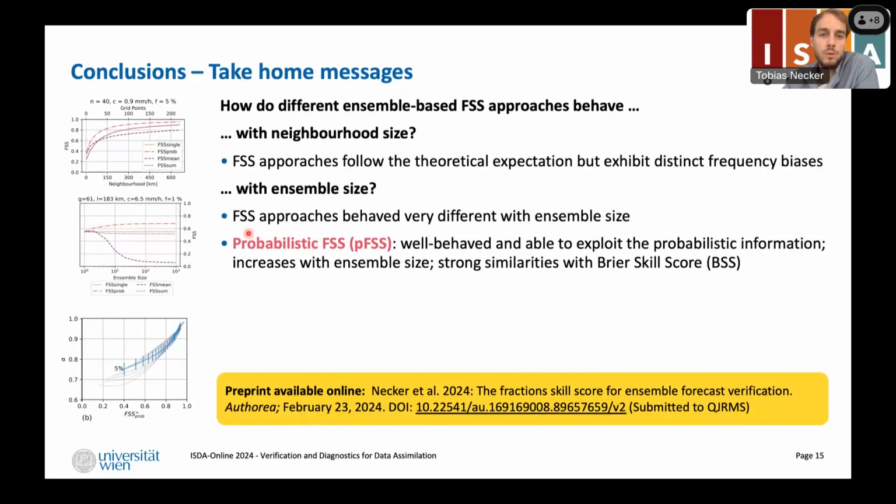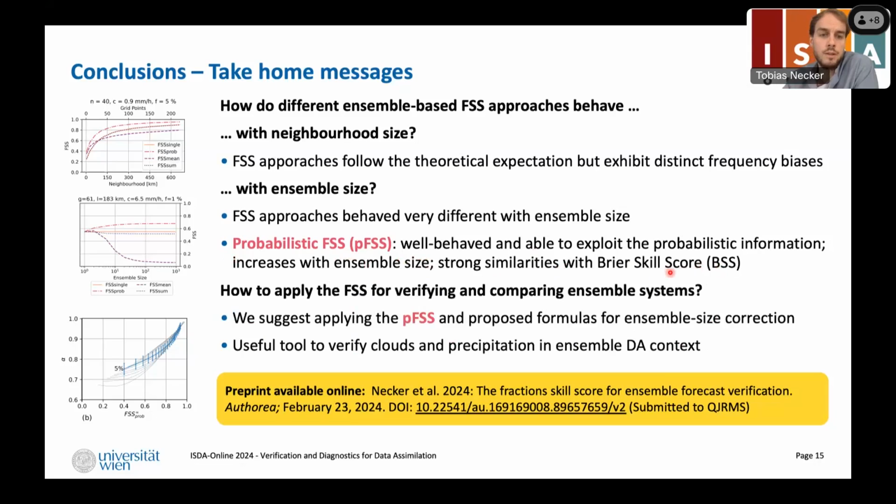If you haven't used the FSS before and want to use it, I would suggest to use the probabilistic FSS for ensemble verification, because it's well behaved and can really use the probabilistic information and has strong similarities to the Brier skill score. And I would suggest to use the PFSS and the proposed formulas for ensemble size correction. And I will use it in the future to verify clouds and precipitation at ISDA.